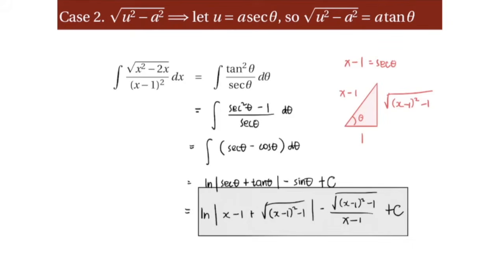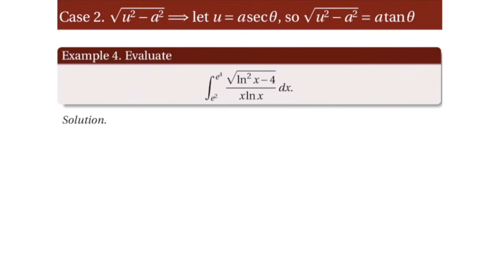Let's proceed with another example. Let's have here instead the definite integral from e² to e⁴ of the square root of (ln²x − 4) divided by x ln x. So, notice that for this item, it is fairly clear that you have ln²x and then 4. So our form is u² − a².